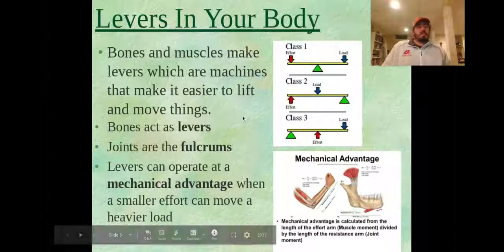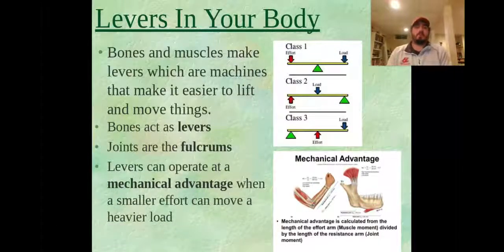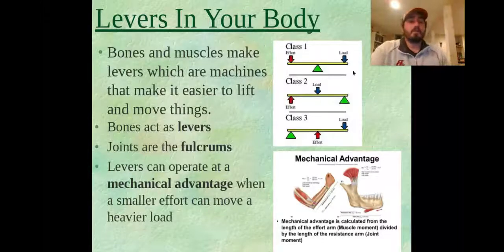So how do our muscles and bones actually work together to do work, right? To move stuff? Well, it has to do these things called levers, all right? And I'm sure that you learned back in middle school probably, or maybe freshman physics if you took that, about levers, right? It's a tool that helps us accomplish work, all right? It gives us a mechanical advantage. So bones and muscles make levers, and it's a type of machine, right, that makes it easier to lift and to move things.